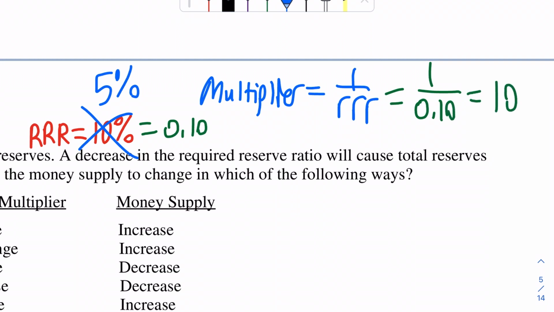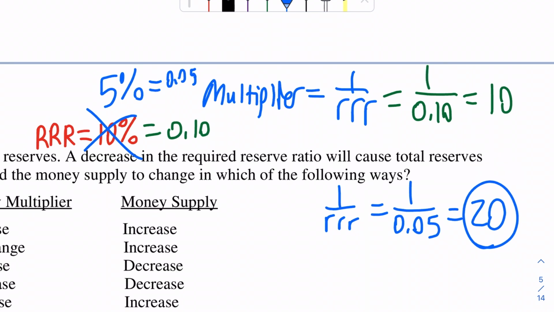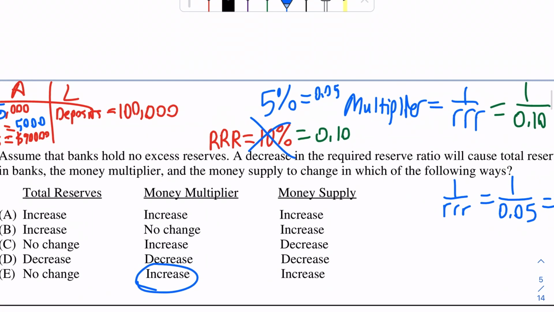If your ratio decreases to 5%, well, that would be 1 divided by 0.05. Again, we're moving over 2 decimal places. And if you did the math here, that would be 20. So what happened to your multiplier? Your multiplier increases.